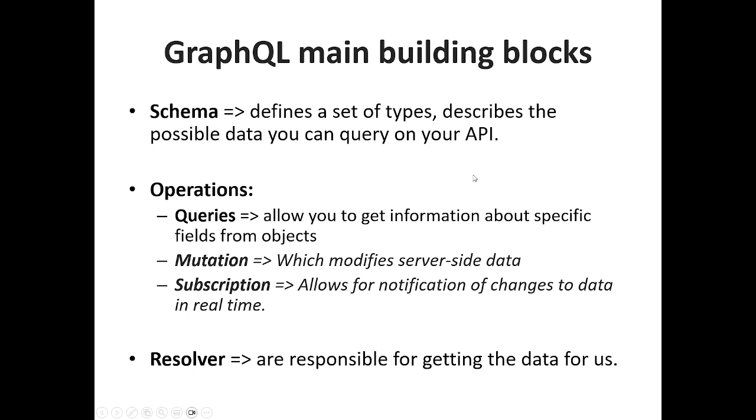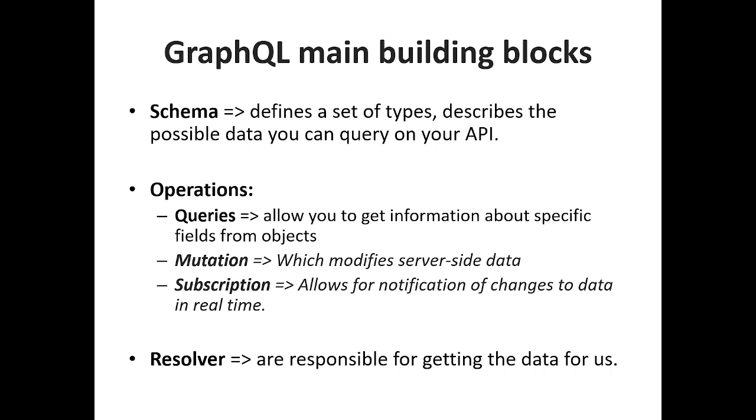There are three areas in GraphQL which we call the GraphQL main building blocks. Number one is the schema, which defines a set of types describing the possible data you can query on your API. Then we need to provide the operation that we are looking for. When compared with the REST API, in REST we have app.get, app.post, etc., which define the operation. But over here, we have query, mutation, and subscription.